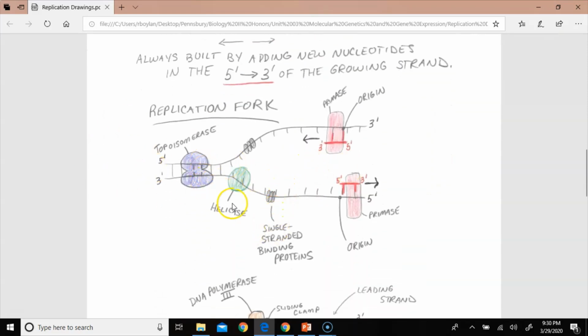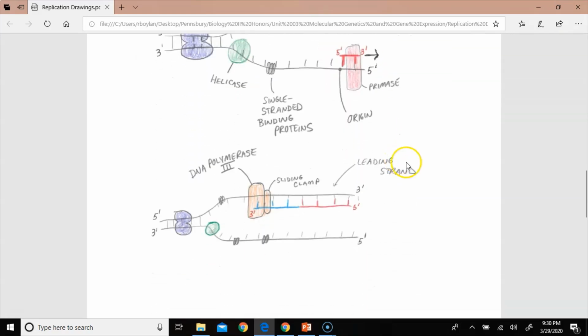Topoisomerase breaks and reforms so you don't overwind your double helix. Helicase unzips, single-stranded binding proteins come in here. And now very early on, if this is the origin of replication here, we have primase coming in and laying down that primer. Now that we have a primer laid down, now DNA polymerase says, just like with those Lego blocks, oh, I know what to do. And he starts building the, maybe it's a sheet, I don't know. But he starts building the nucleotides, right, in the 5' to 3' direction.